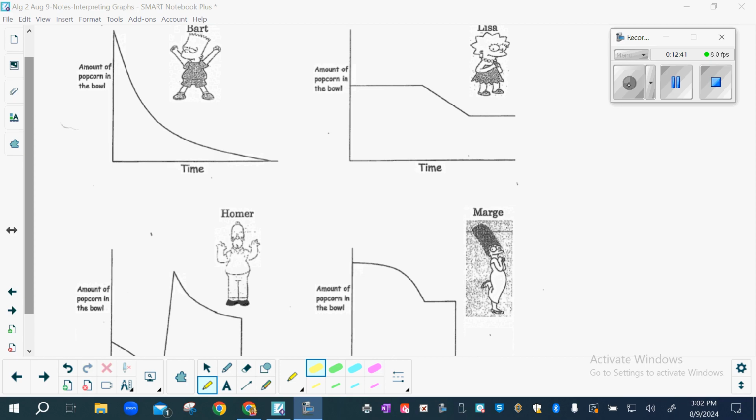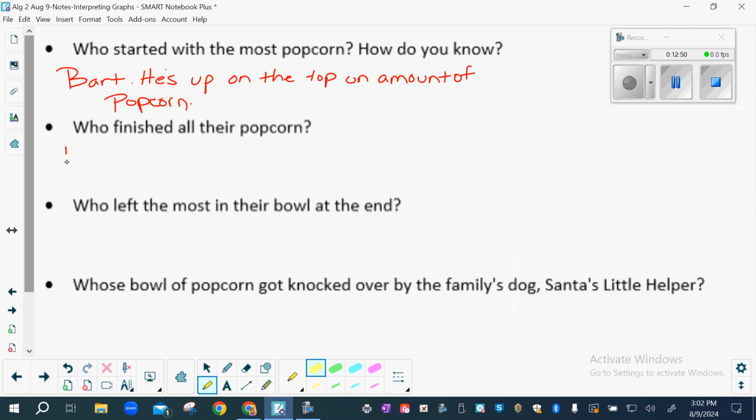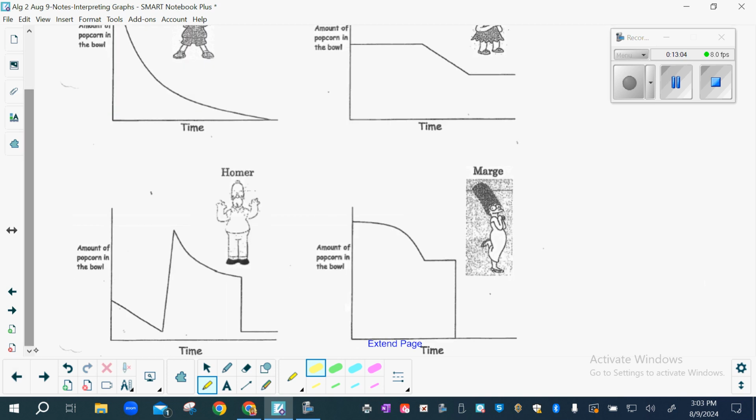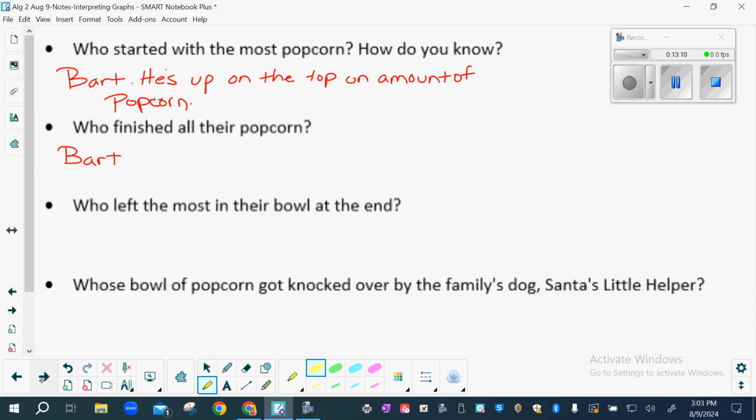And eating, continues to eat, and then until it's gone. Homer. So it would be Bart. Would it be Homer too? So Homer doesn't actually finish it if you look at Homer's. His is at the very end. There's still some left in there. Does that make sense? It's flat, doesn't quite go down to the bottom of the amount of popcorn.